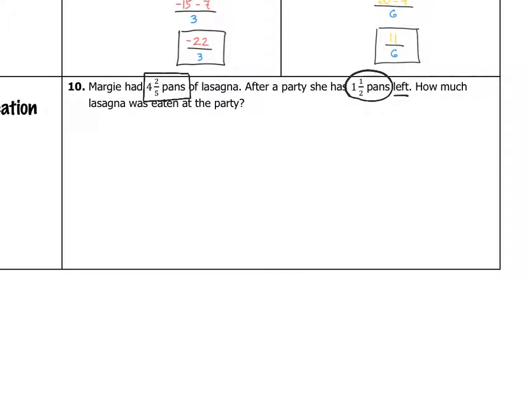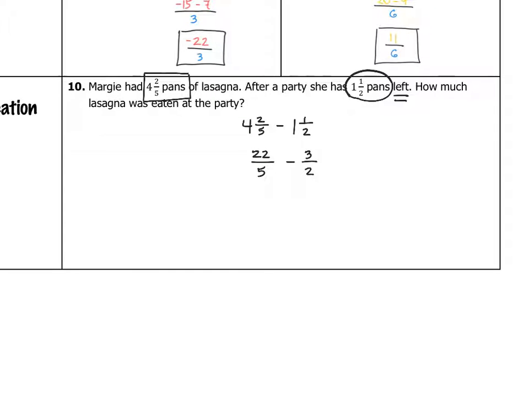So pick up on keywords in problems. Anytime you see that word left, it usually implies a subtraction problem, and that's what we have here. We're taking away lasagna from an original amount, and so we need to figure out how much was taken away by subtracting. So this problem is 4 2/5 minus 1 1/2. And so that will tell us how much was eaten if we do this subtraction problem. So let's change those mixed numbers to improper fractions one more time. 4 2/5 becomes 22/5, and 1 1/2 becomes 3/2, so we have 22/5 minus 3/2.